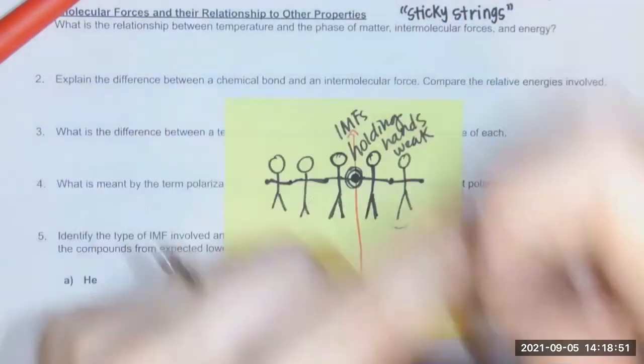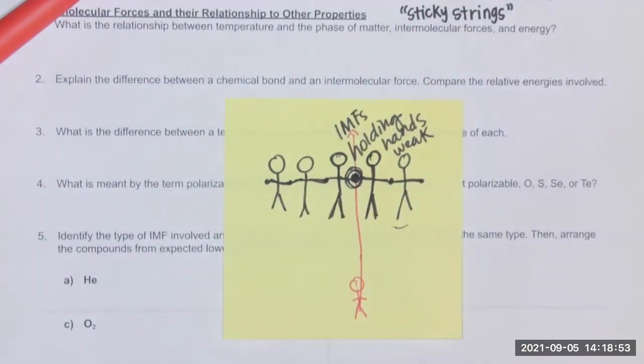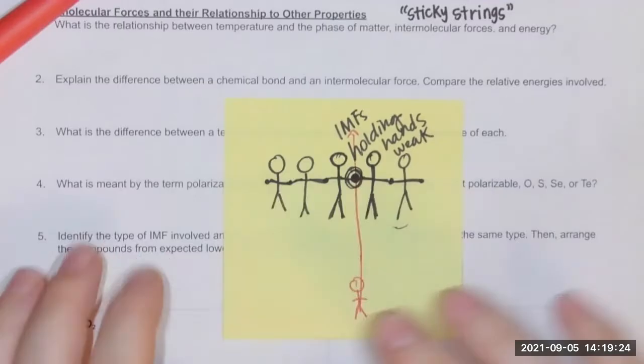Now, if you were to actually compare that to a chemical bond, it would be like if you had to cut someone's literal arm off of their body. That's the difference, because your arm is like bonded to you, whereas you holding hands with someone else is just an interaction. So it's much easier to overcome the interaction than it would be to sever your arm. So that's how I think about it.